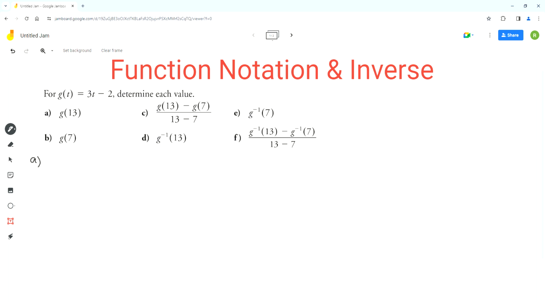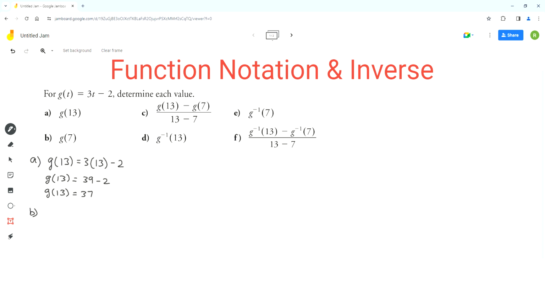In part A, we have to find g of 13. So we should sub in t as 13 in the given function g. Our first step is g of 13 equals 3 times 13 minus 2. In the next step, we multiply 3 and 13, which is 39 minus 2. So g of 13 is equal to 37. This should be the final answer for part A.